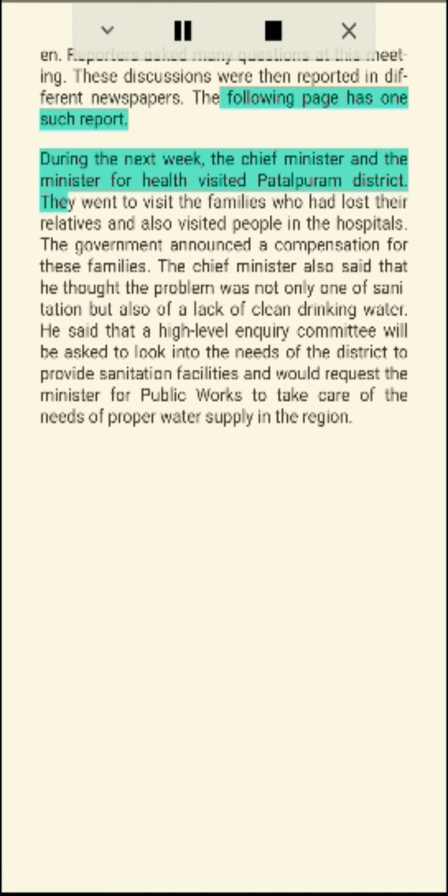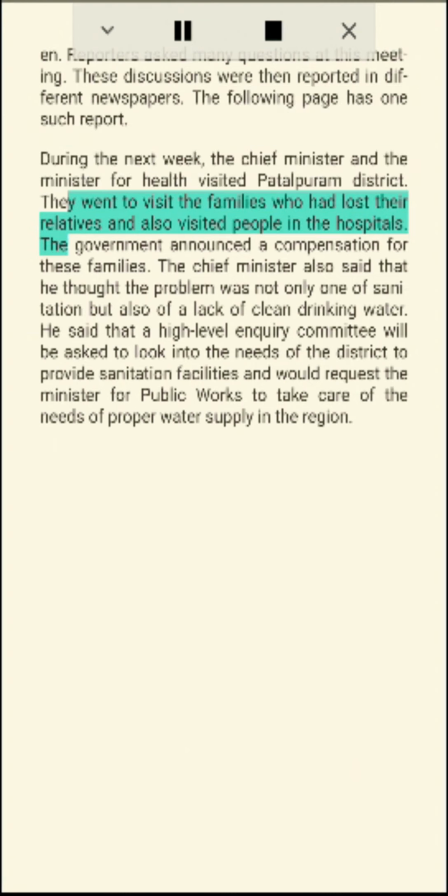During the next week, the chief minister and the minister for health visited Putalpuram district. They went to visit the families who had lost their relatives and also visited people in the hospitals. The government announced a compensation for these families. The chief minister also said that he thought the problem was not only one of sanitation but also of a lack of clean drinking water.